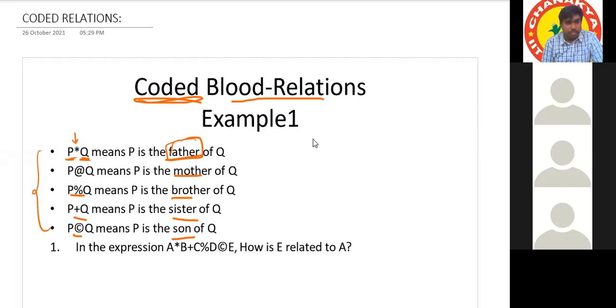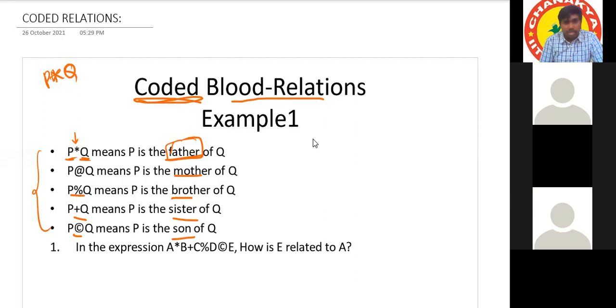Sometimes he may mention that P star Q means Q is the father of P also. Sometimes. Got it, all of you? Yes, sir. Sir, should I say the answer for the first one? Shall I say the answer for the first one in the expression? How is E related to it?